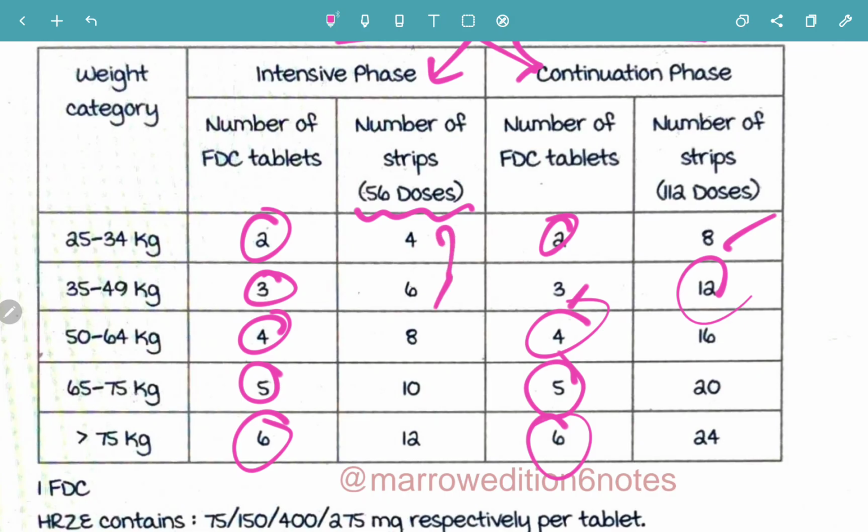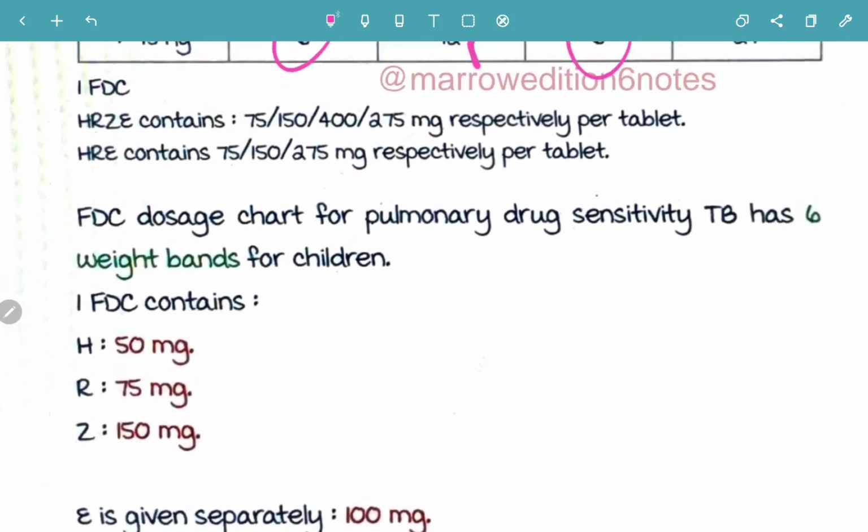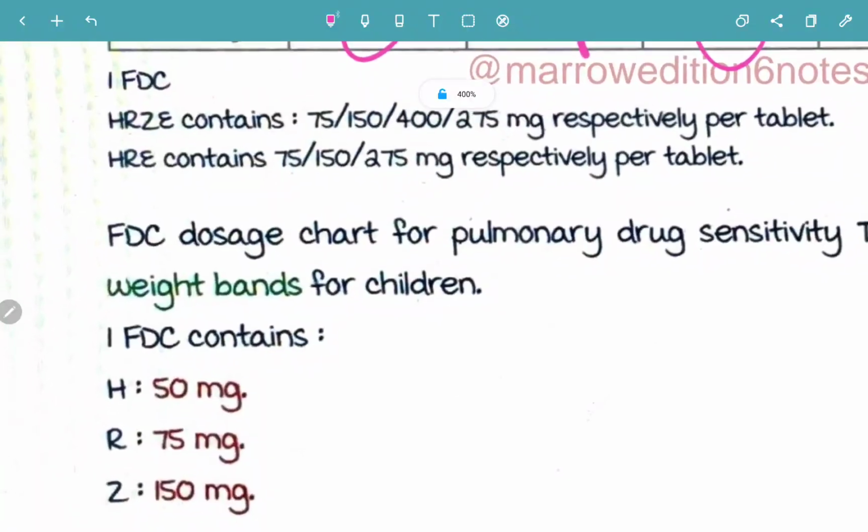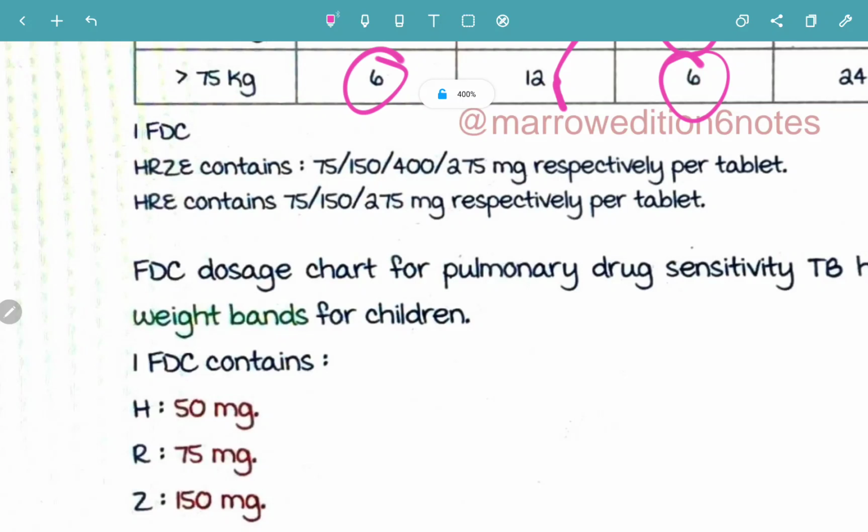Just 2 tables, right? 4, 6, 8, 10, 12 are the number of strips in the intensive phase, because it's for 2 months. So one fixed dose combination HRZE consists of 75 mg, 150, 400 and 275 mg respectively per tablet. And HRE consists of 75, 150 and 275. No pyrazinamide. 75, 150, 275 mg respectively per tablet.